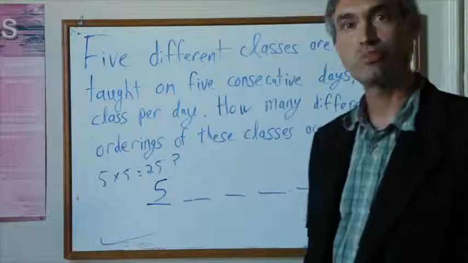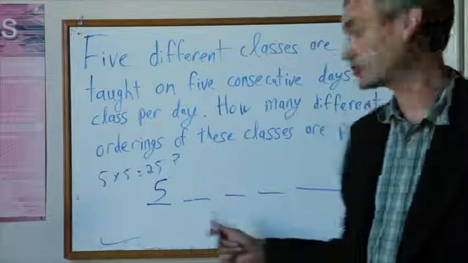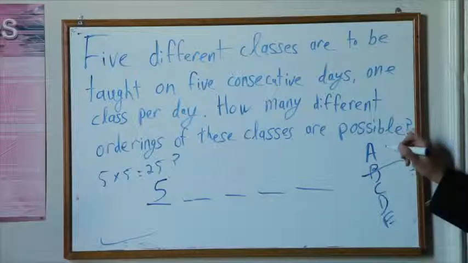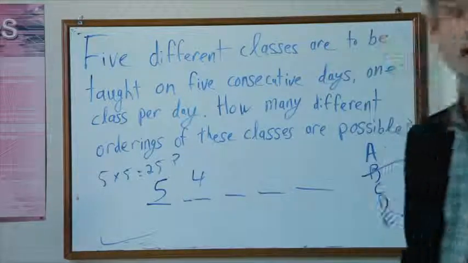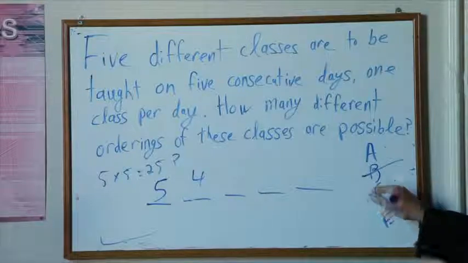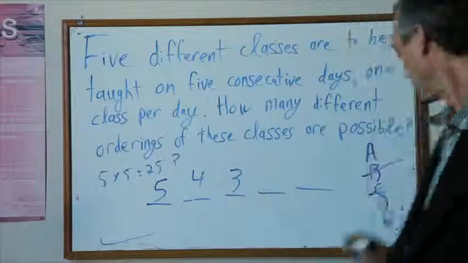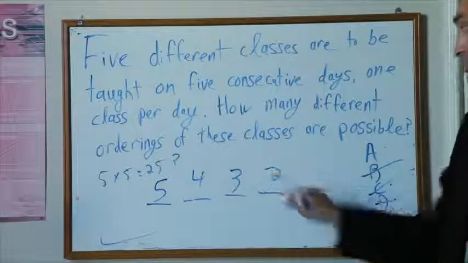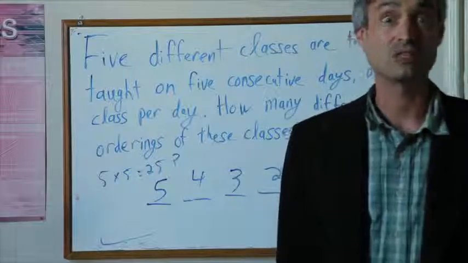Now let's say you teach Bio on Monday. You're not going to teach it again on Tuesday, so cross it off the list and you're down to 1, 2, 3, 4 choices for Tuesday's class. On Wednesday, you'll be down to 3 choices, Thursday 2, and finally on Friday you only have 1 choice of class left to teach.